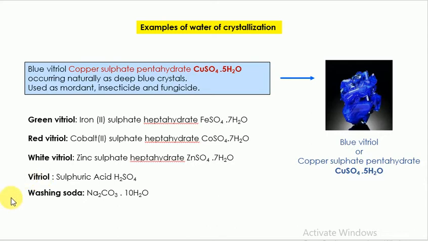Another example of water of crystallization is washing soda, Na2CO3.10H2O. So this dot XH2O, that is 7H2O, 5H2O, 10H2O, is known as water of crystallization.